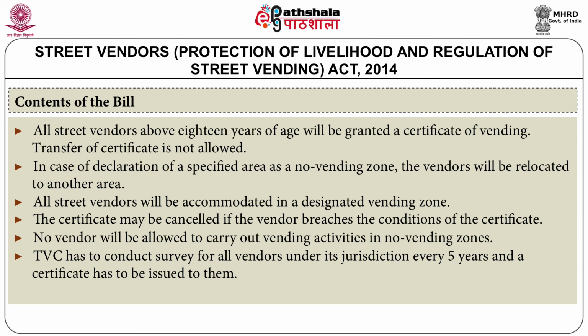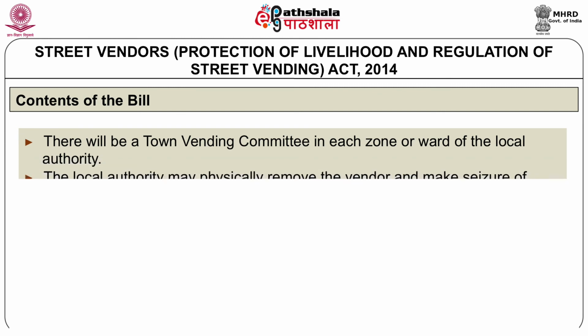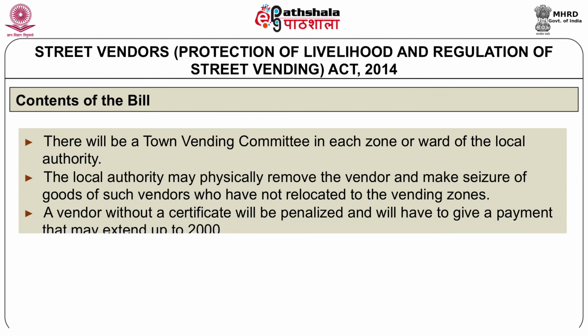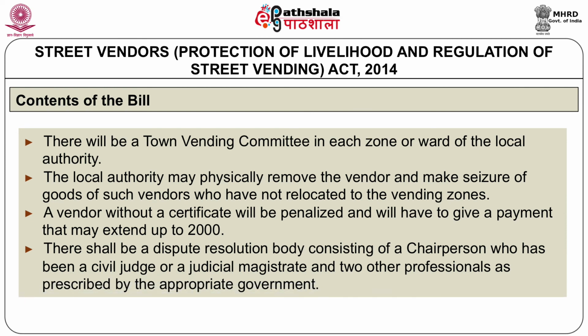Now, as I said, the town vending committee has to be there in each zone or ward of the local authority, and the local authority has the power to physically remove the vendor and seize the goods of such vendors who have not relocated to the vending zones. A vendor without a certificate would be penalized and would have to pay an amount that may extend up to 2000 rupees. There would also be a dispute resolution body consisting of a chairperson, who may be a civil judge or a judicial magistrate, and two other professionals as prescribed by the government. So this act also becomes very significant in order to regulate and monitor this activity pertaining to the informal sector.